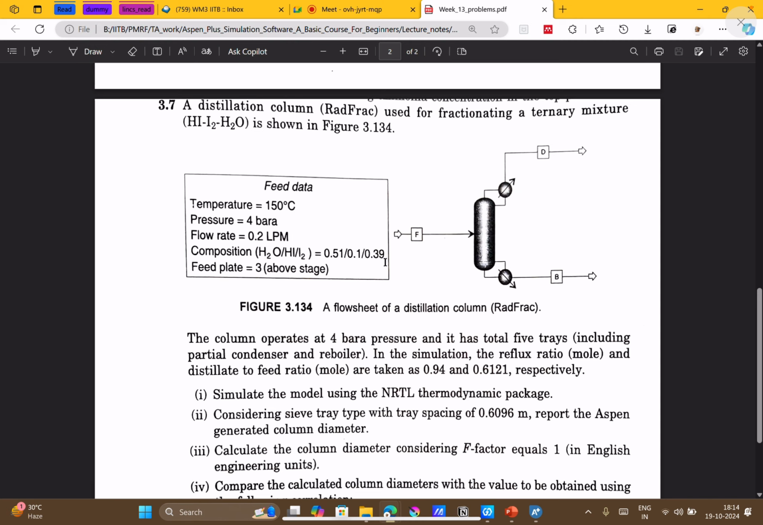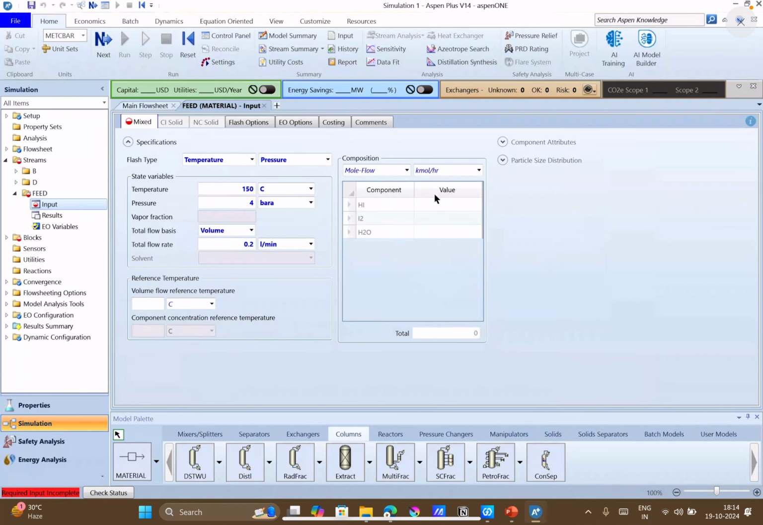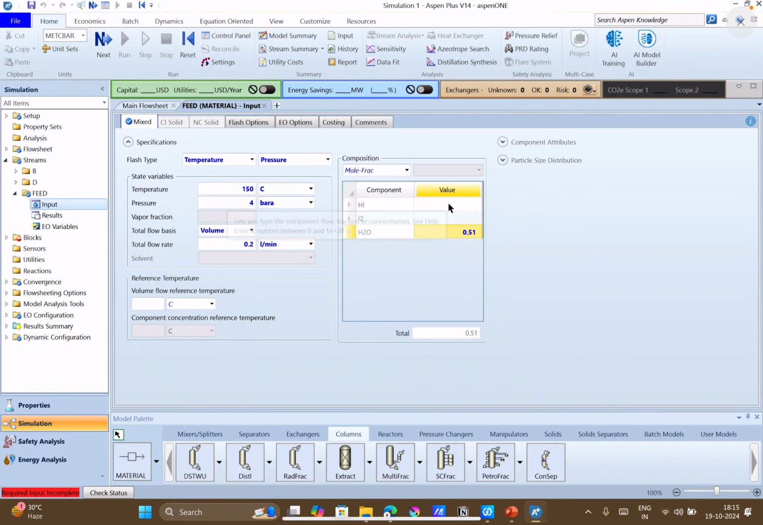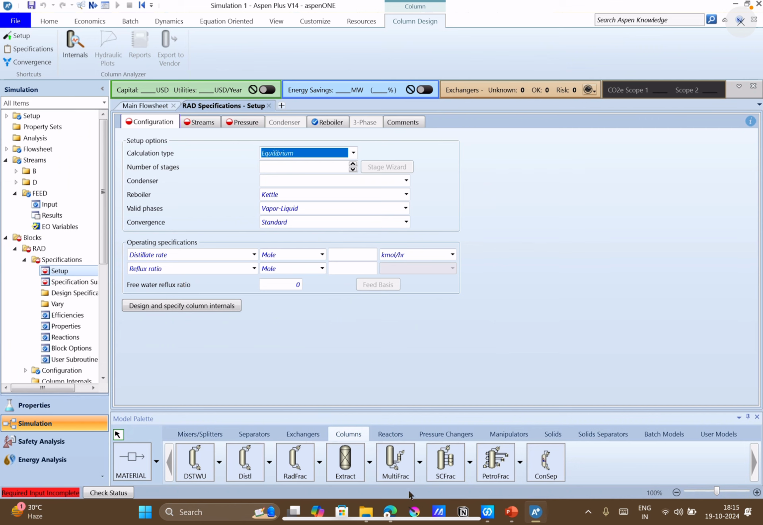Now here it's not specified whether this composition is molar or mass, but I will consider it as mole fraction. So let's select mole fractions. Water is 0.51, HI is 0.1 and I2 is 0.39. Okay, go next. Now the specification for the RadFrac column.